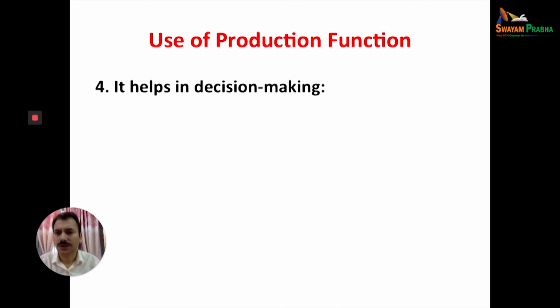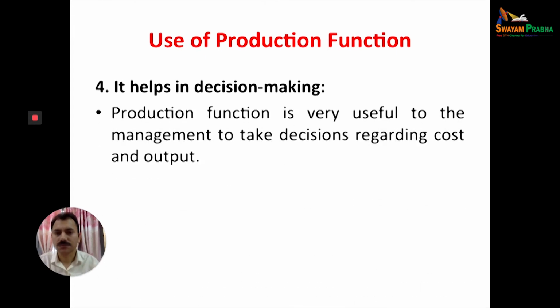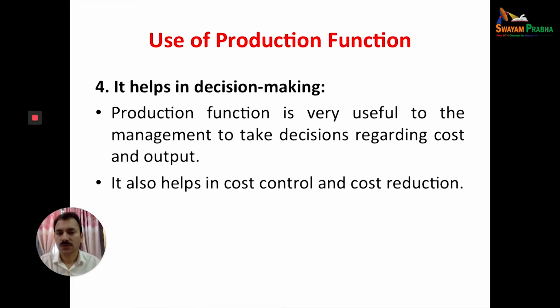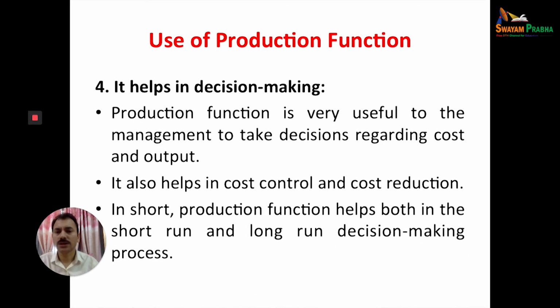Fourth, it helps in decision making. The production function is very useful to the management to take decisions regarding cost and output. Cost control and cost reduction are very important, and the production function will help in how to control the cost and how to reduce the cost. So simply we can say that the production function helps both in the short run and long run decision making process.